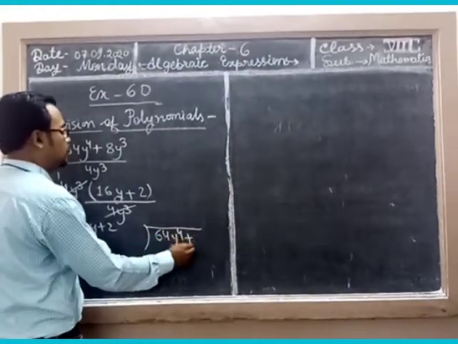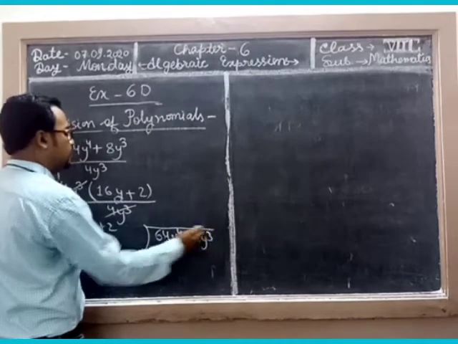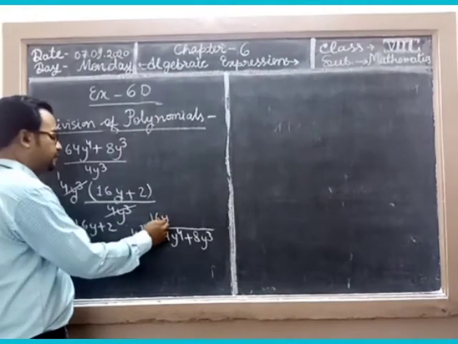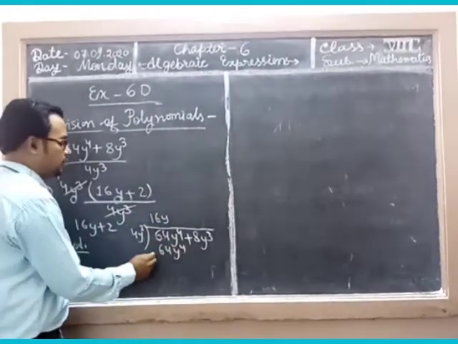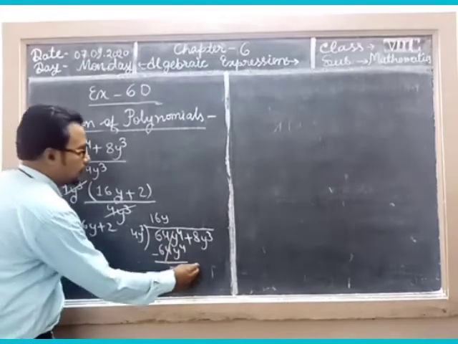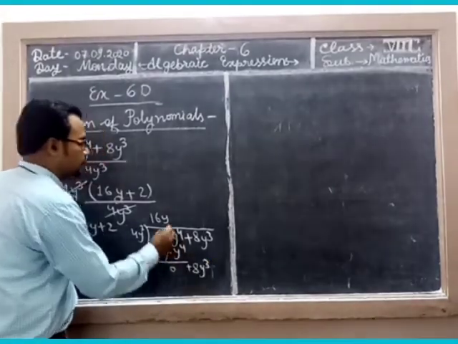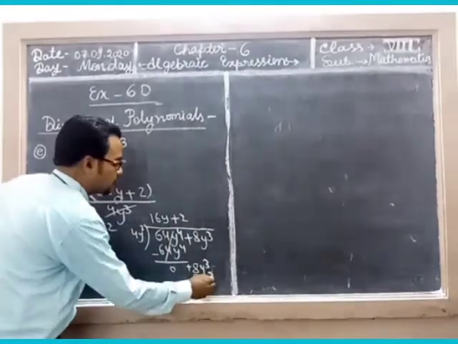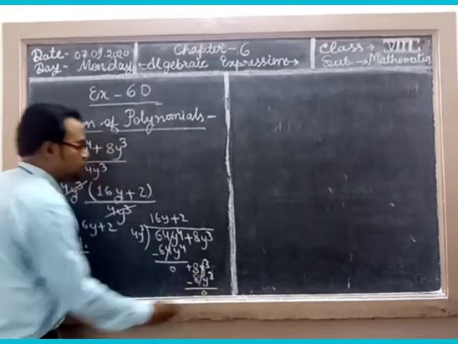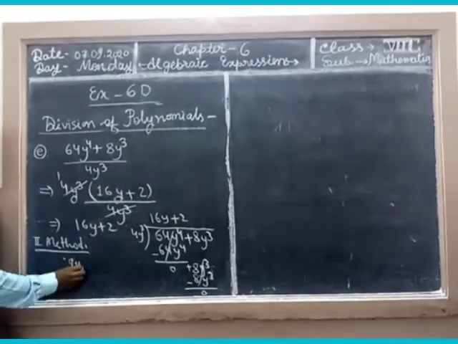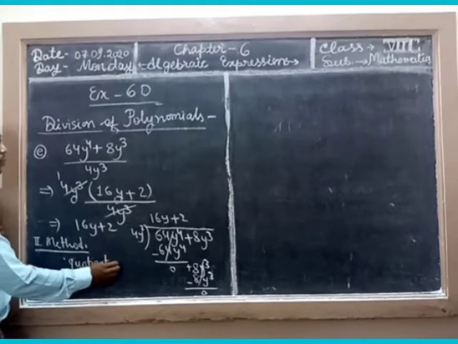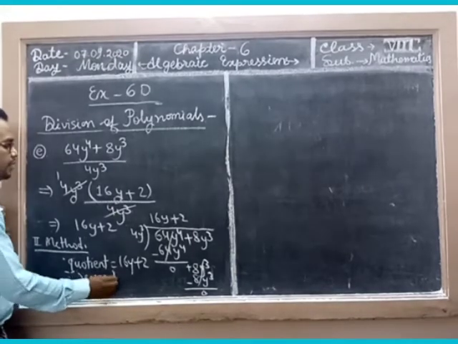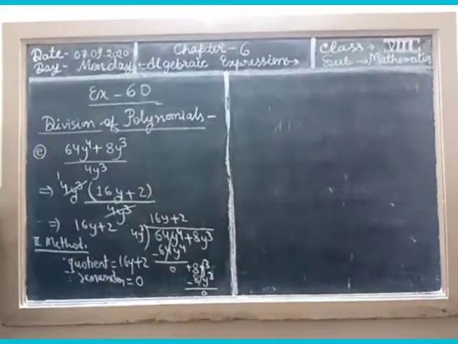64y4 plus 8y cube divided by 4y cube. Here, initially we multiply it by 16y. So 64y4, minus, cancel out, 0. Now 8y cube. This time 4y cube multiplied by 2. So we have 8y cube. On subtracting, remainder becomes 0. So quotient is the same, 16y plus 2, and remainder is 0. Clear student?